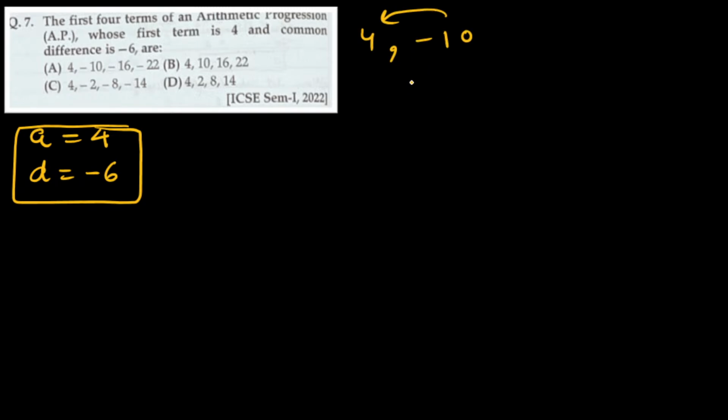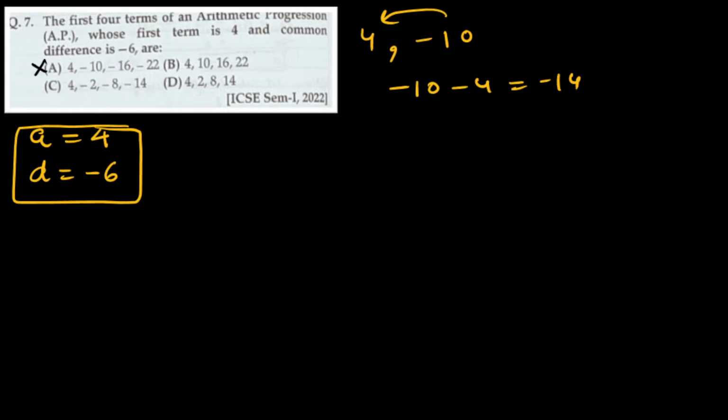The sequences are given to us. For whichever option you are getting a common difference of minus 6, that will be the correct option. Like if we check the first one, minus 10 minus 4, if we do that, the common difference will come as minus 14. So that means A is not the correct answer. From the difference you can check.